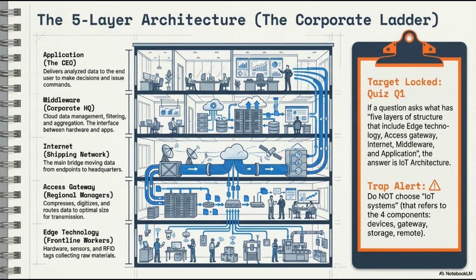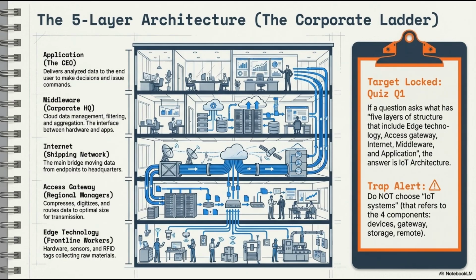Really too massive. From there, it hits the internet layer, which is the shipping network moving data, then the middleware layer. Corporate HQ in the cloud, managing and filtering the data. It's the big interface between the hardware and the apps. And sitting at the very top is the application layer, the CEO, delivering data to the end user to make decisions. Target locked. If a question asks what has 5 layers: edge, access gateway, internet, middleware, application, the answer is IoT architecture.